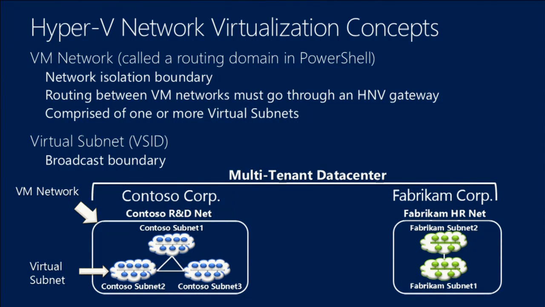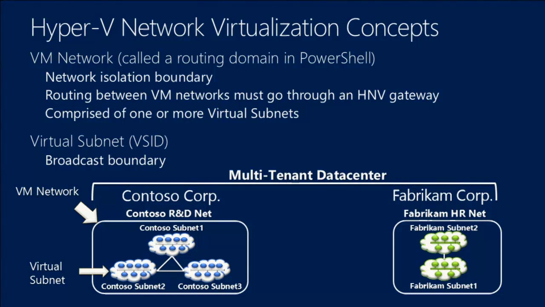So what is a VM network? A VM network is essentially the tenant boundary, the tenant network's boundary. When we say bring your own IP address, bring your own topology, that actually happens within that container, within that boundary. Now, how do you route from one virtual network to another, from one VM network to another? You have to go through an HMV gateway, which I will talk about in the next slide.